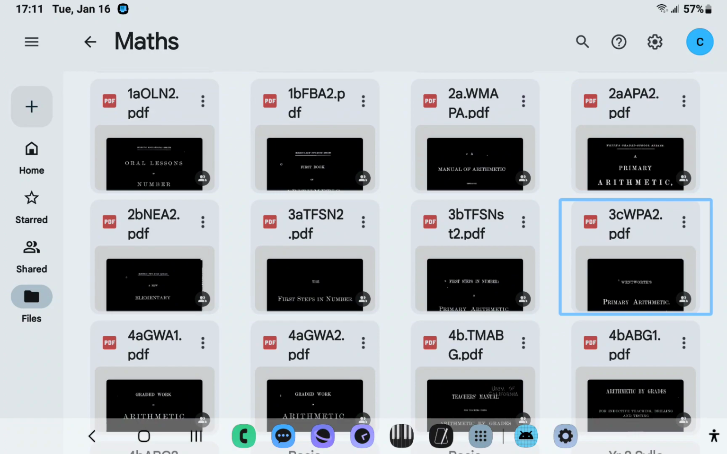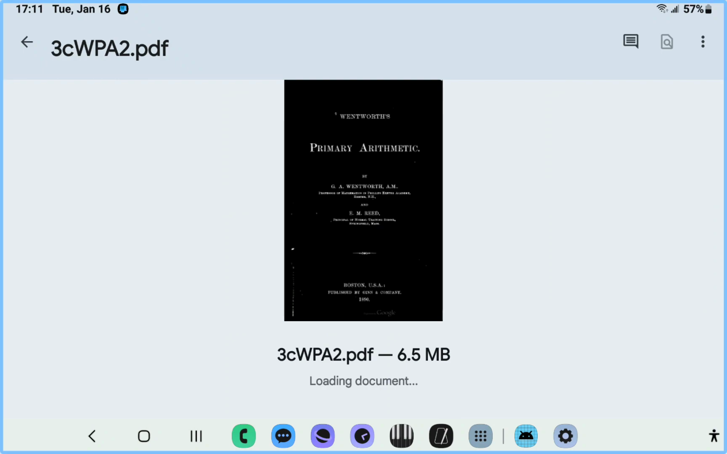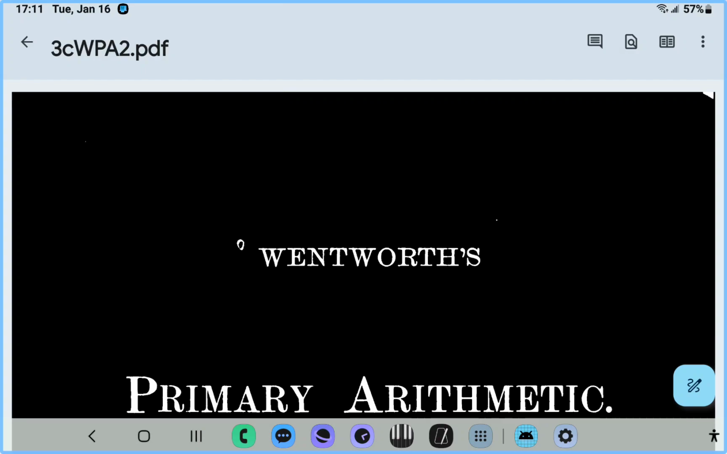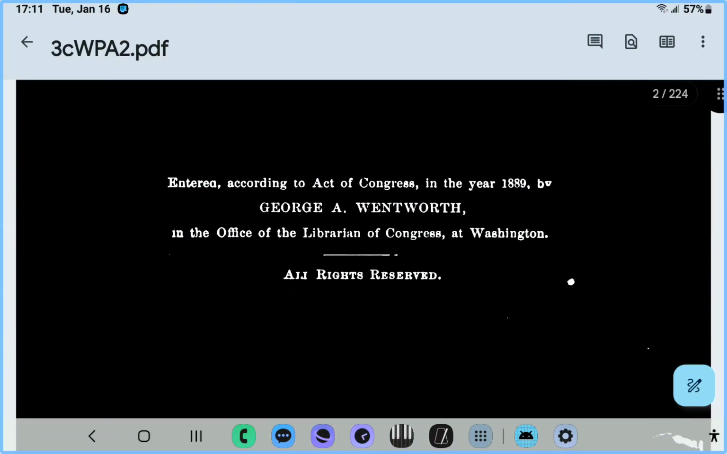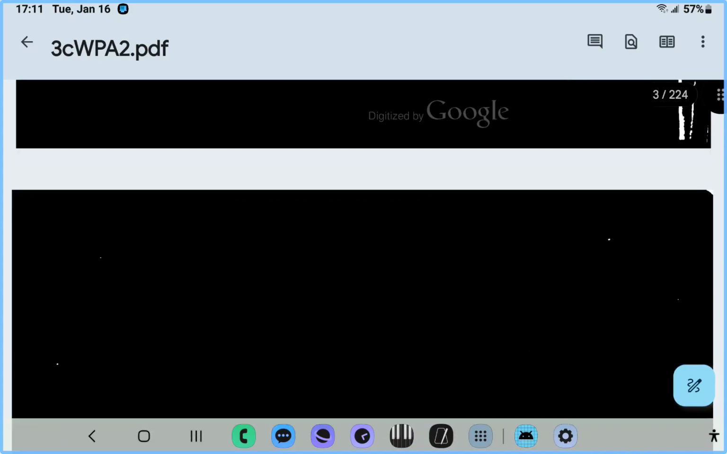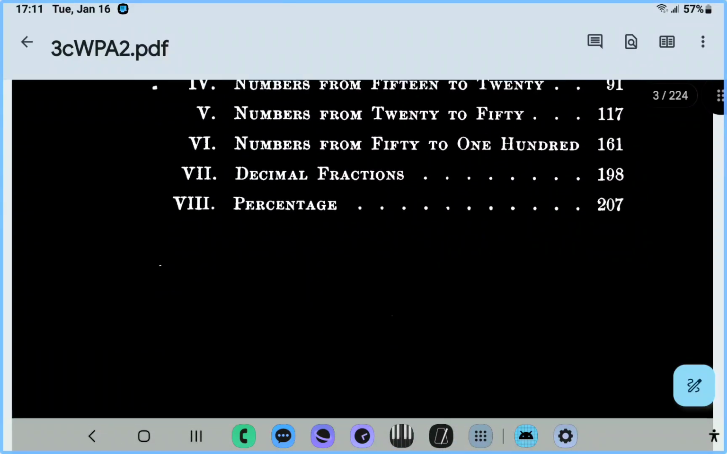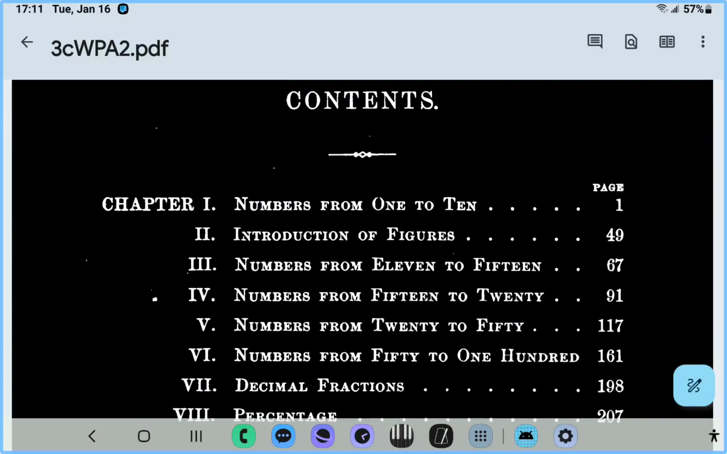3cwpart2.pdf. Current file is 3cwpart2.pdf. Let's see. Page 1 of 200. What is in here? Page 3 of... I don't know. Oh, there's a little front. Oh, this is the contents.